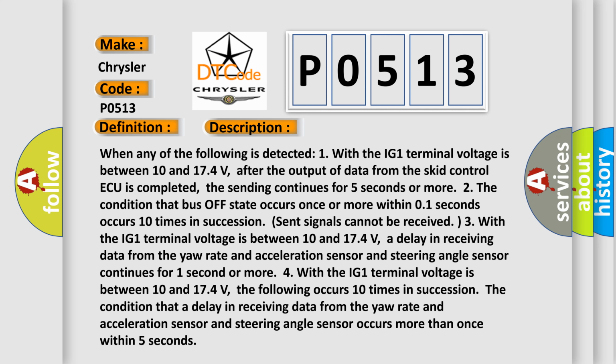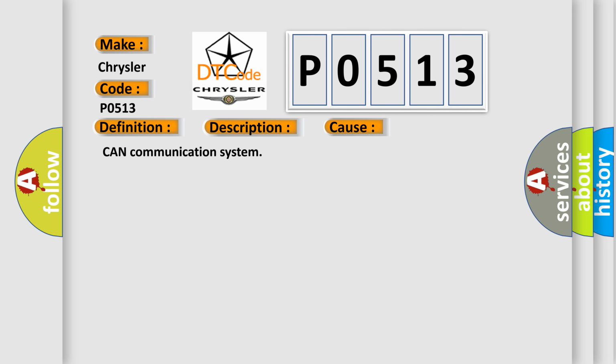3, with the IG1 terminal voltage between 10 and 17.4 volts, a delay in receiving data from the yaw rate and acceleration sensor and steering angle sensor continues for 1 second or more. 4, with the IG1 terminal voltage between 10 and 17.4 volts, the following occurs 10 times in succession: the condition that a delay in receiving data from the yaw rate and acceleration sensor and steering angle sensor occurs more than once within 5 seconds. This diagnostic error occurs most often in the CAN communication system.